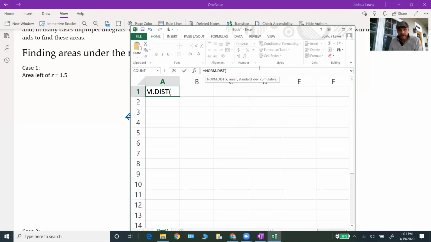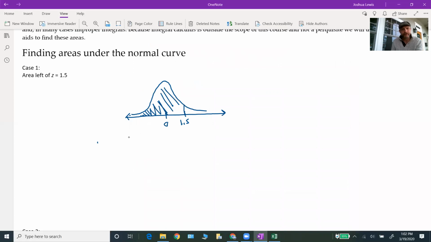So my x was 1.5, comma, my mean is 0, my standard deviation is 1, and I want everything to the left. I do want cumulative, so I'm going to say true. And what do I get? I get 0.93319. So that area is 0.93319.